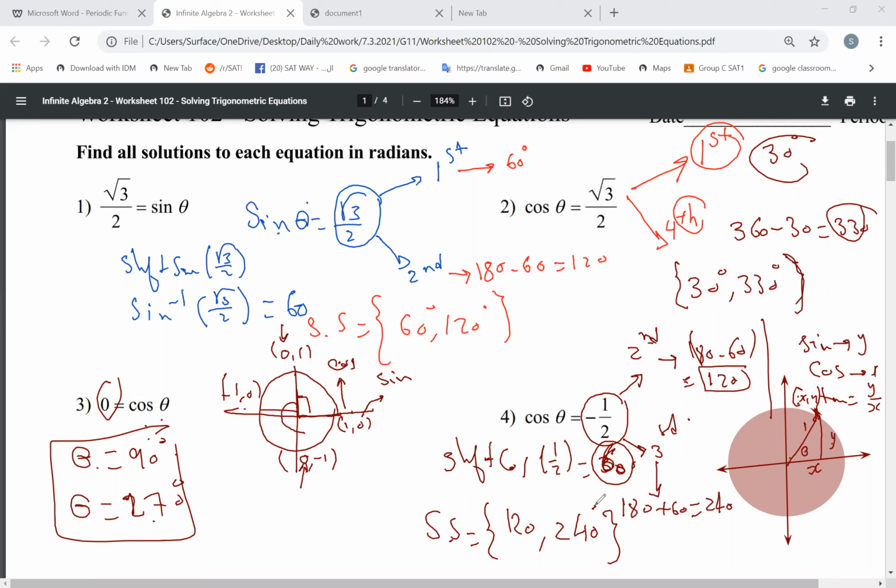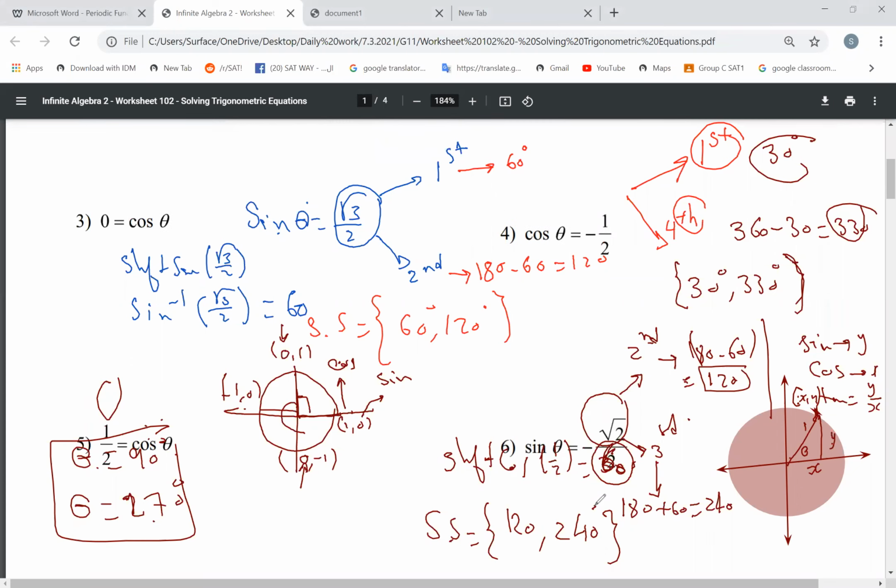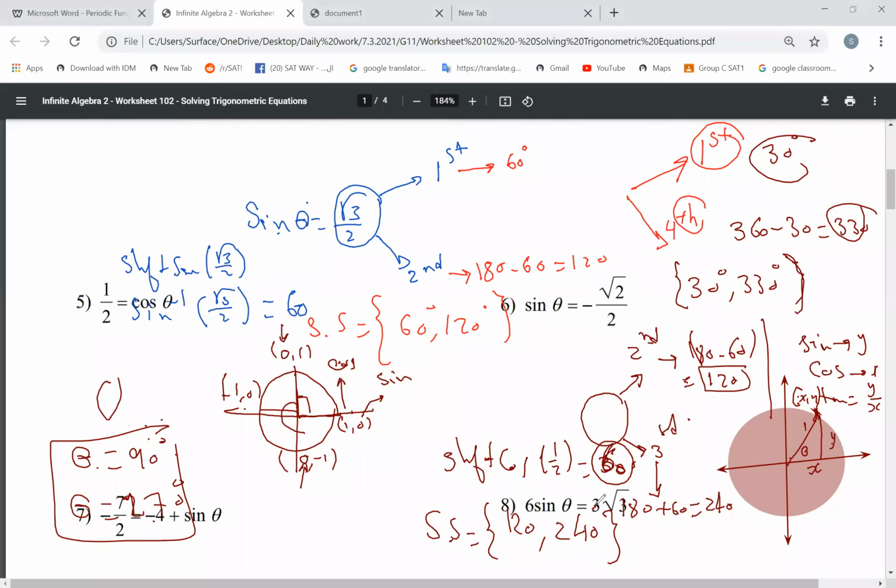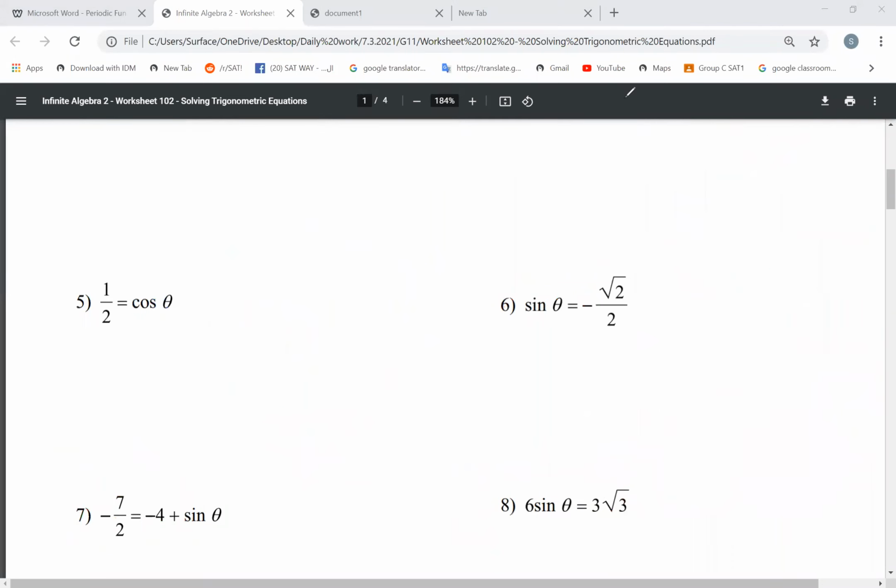Yes, Mister. Here, another one. Okay, I'll give you a chance to solve some of these exercises. I'll give you a chance to solve number 5, 6, and 7, and I'll give you 3 minutes to solve them.